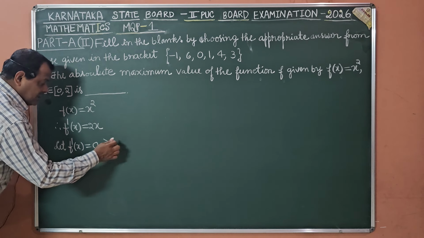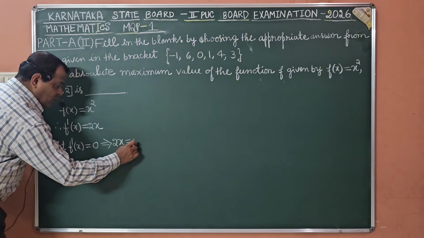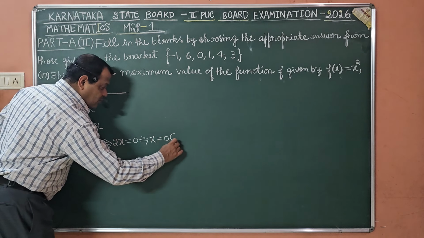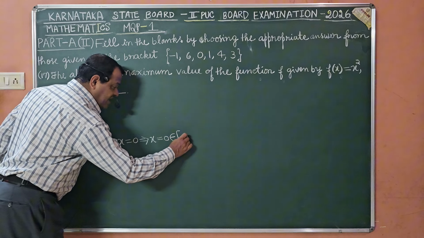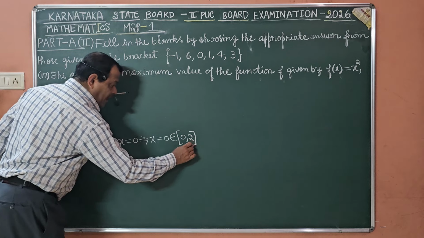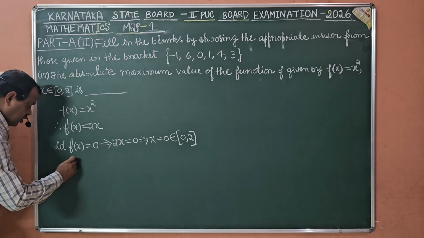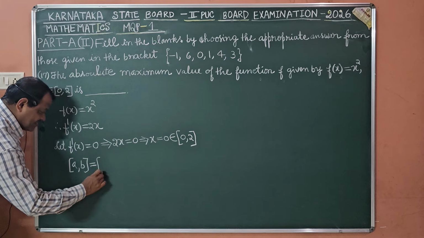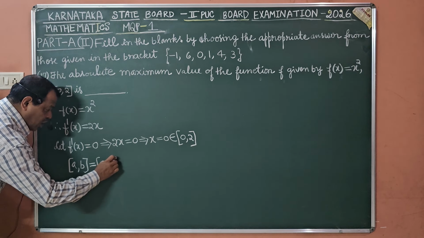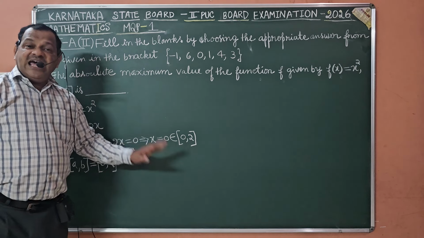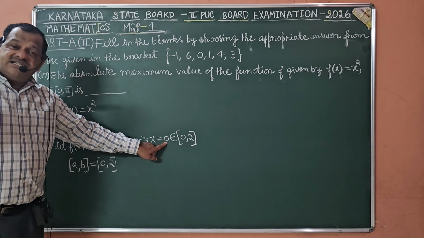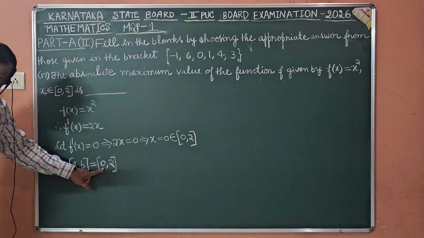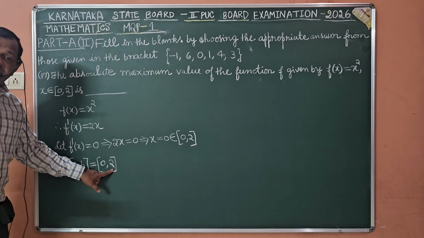This implies 2x is equal to 0. This implies x is equal to 0. And you know, x equal to 0 belongs to the given closed interval [0, 2]. Therefore, closed interval [a, b], that is here in this exercise, closed interval [0, 2]. Hence, we have critical point 0, and the one end point of the closed interval, same 0, and the next end point of the closed interval, 2.